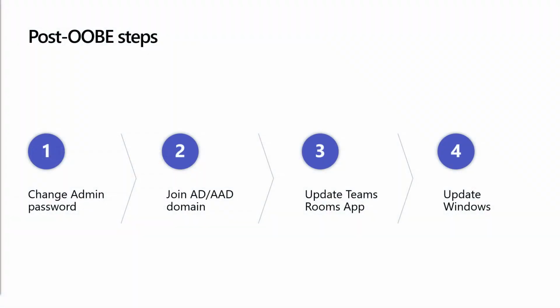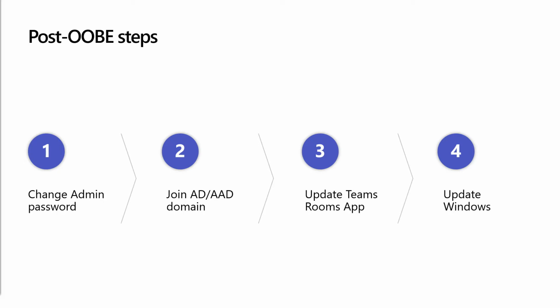So now that our out-of-box experience is complete, is there anything we need to do after the initial out-of-box experience? And yes, there is. There are 4 key things. The first one is to change the admin password. By default, all Teams Rooms devices ship with the exact same admin password. So it is poor security to keep that default password set. So the first thing you should do is change the admin password to something only you know.